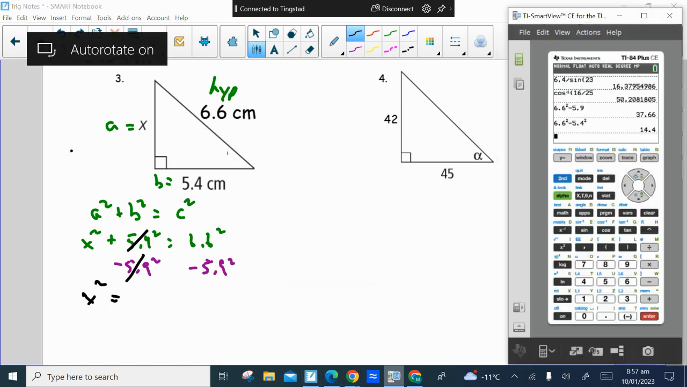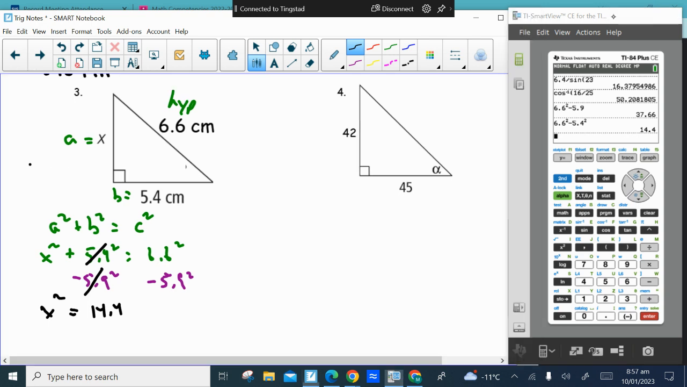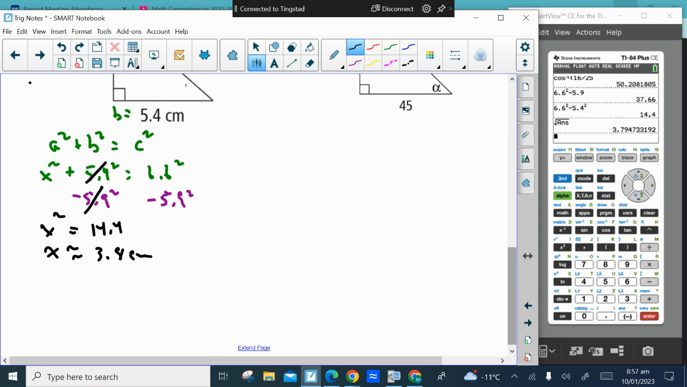Okay, so that gives us 14.4. That's what x squared is. Then to find x, we have to take the square root of both sides, to get rid of the squared, which gives us approximately 3.8 for x, which is a reasonable answer. It has to be less than 6.6 because the hypotenuse is always the longest side. So our answer is reasonable.